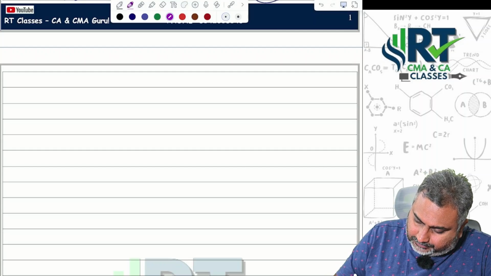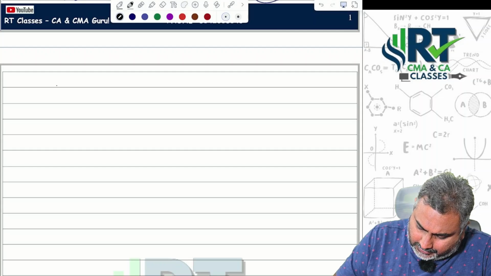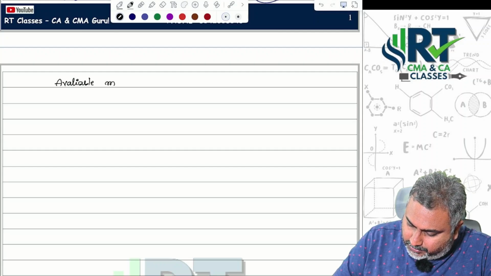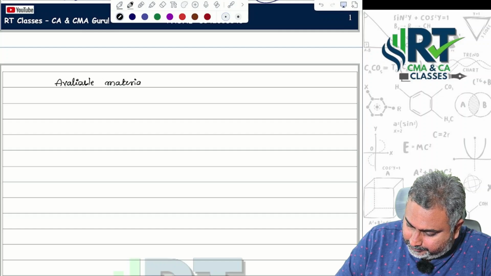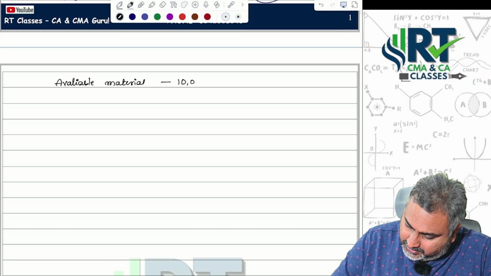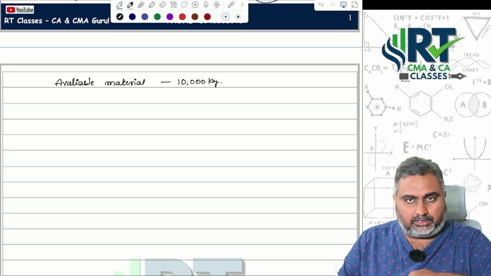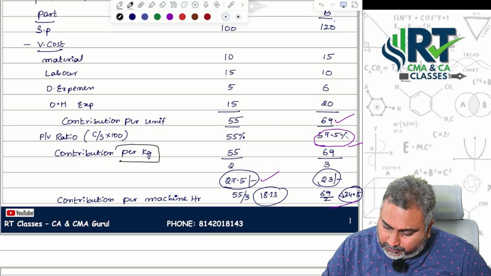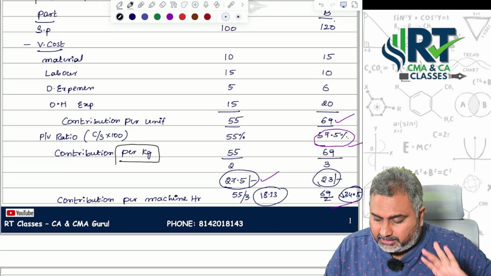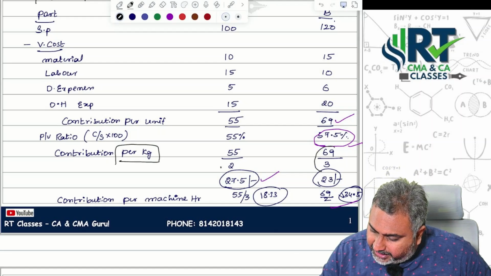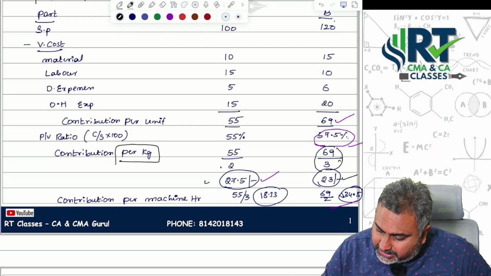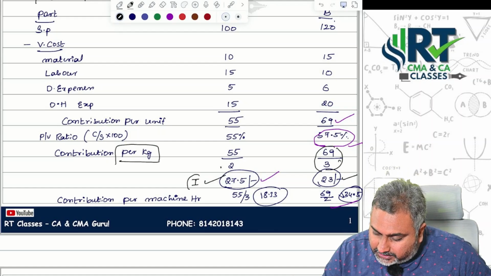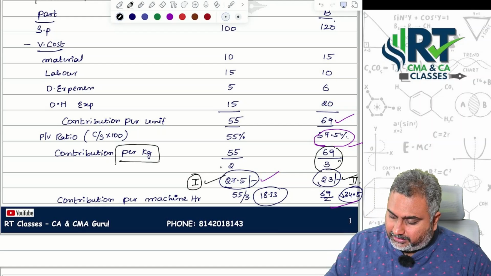So now let's see, sir. Available material: how many? 10,000 kgs given in the question, sir. As per the key factor here, raw material, which one do we need to consider? Contribution per kg. Where are you getting the highest? A or B? B is 23 per kg, A is 27.5 per kg, which is giving you the highest. So this one is highest, the first rank, this one is the second rank.